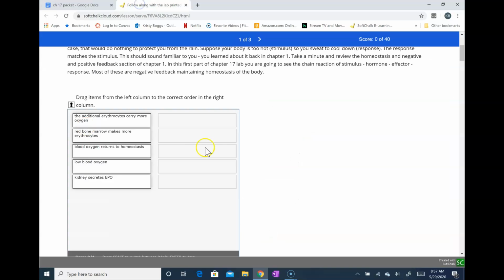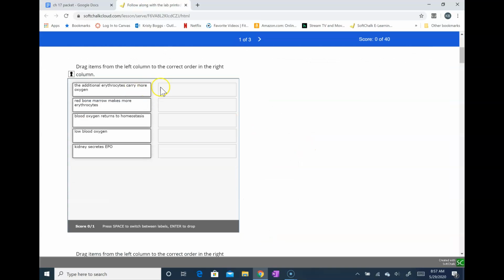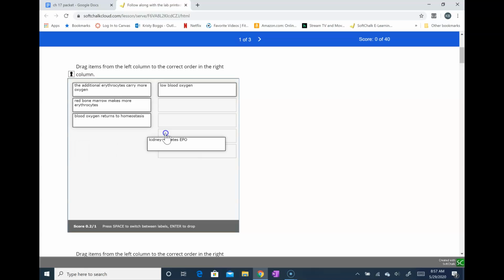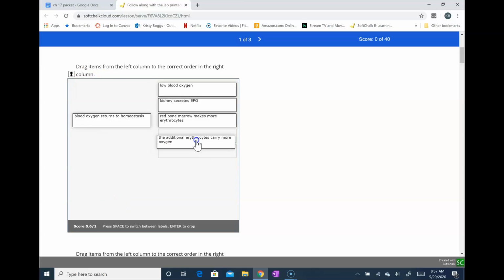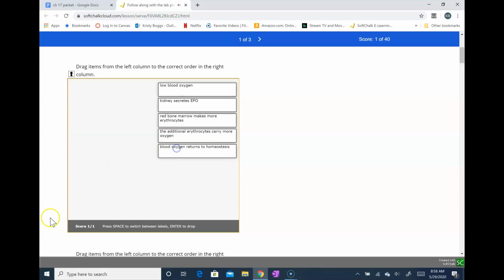The online version has this, where now you're just going to put these in order. So you begin with the stimulus, which would be the low blood oxygen. Then, because your oxygen is low, your kidney notices that and secretes EPO. The EPO tells your red bone marrow to make more erythrocytes. Now, because you have more erythrocytes, you can carry more oxygen, so your blood oxygen returns to homeostasis.